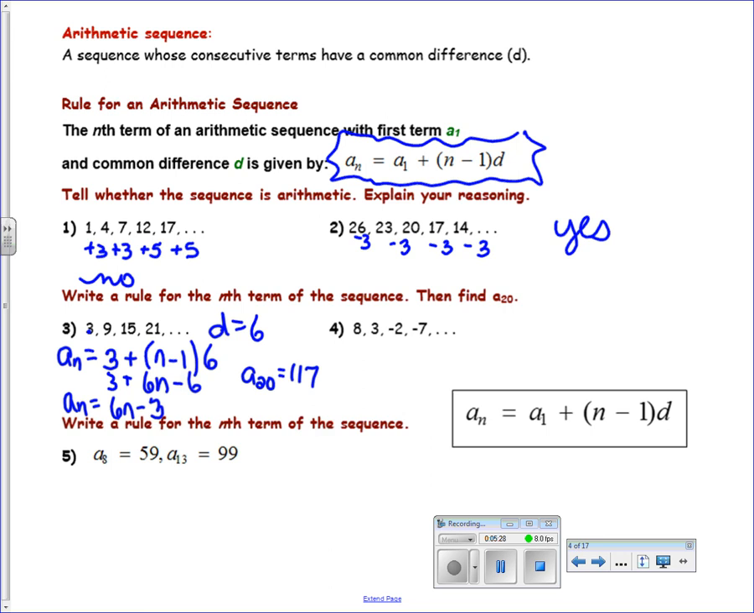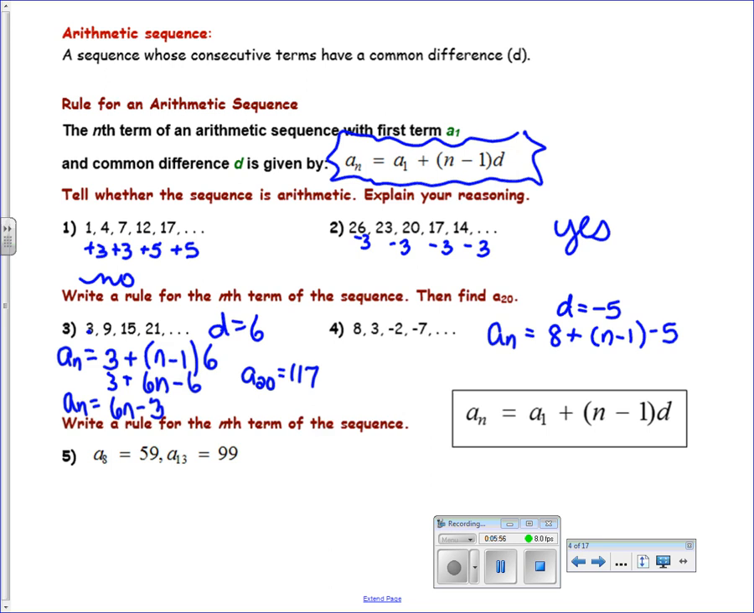Okay, the next one, what do we see for a change? What's happening all the way across? Minus 5. So my d is equal to negative 5. And then from there, we're going to write our rule. So we're going to have a to the n equals my first number in the sequence, 8, plus n minus 1 again, and then negative 5 is my d.